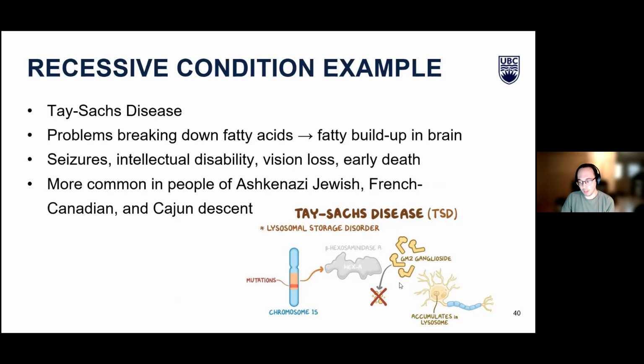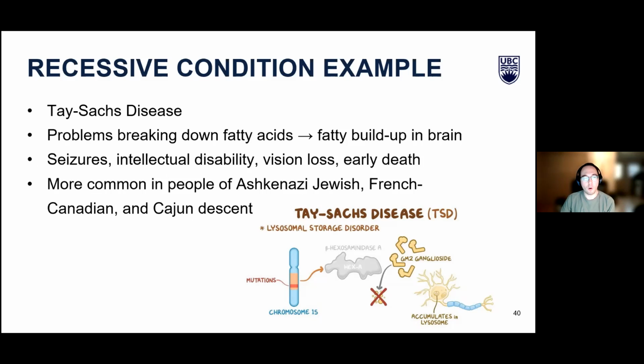And you end up with buildup of fatty deposits within the nerves of the brain. And with these fatty buildups in the brain, you end up with seizures, intellectual disability, vision loss potentially, and early death of the child. Typically, children don't live past the age of 4 with Tay-Sachs disease. They can live longer than that, but typically they do have a greatly shortened life, unfortunately. And Tay-Sachs disease is actually more common in people of Ashkenazi Jewish descent, French Canadian descent, and Cajun descent.